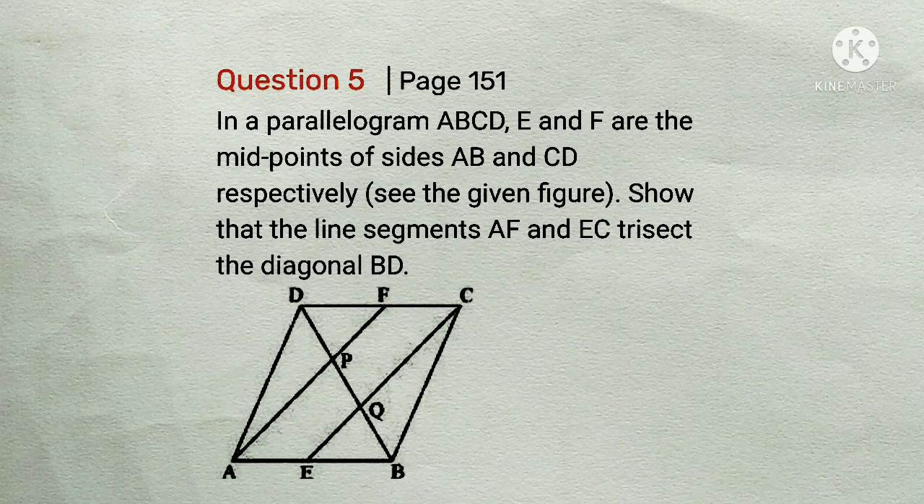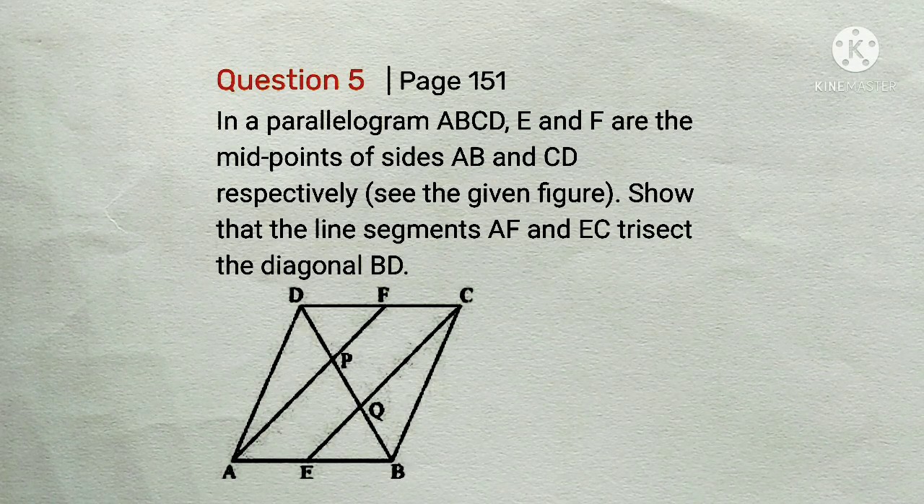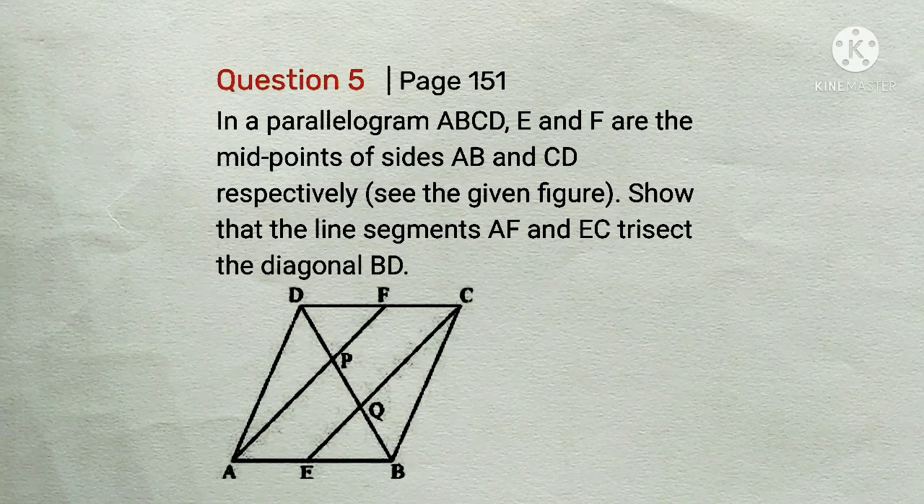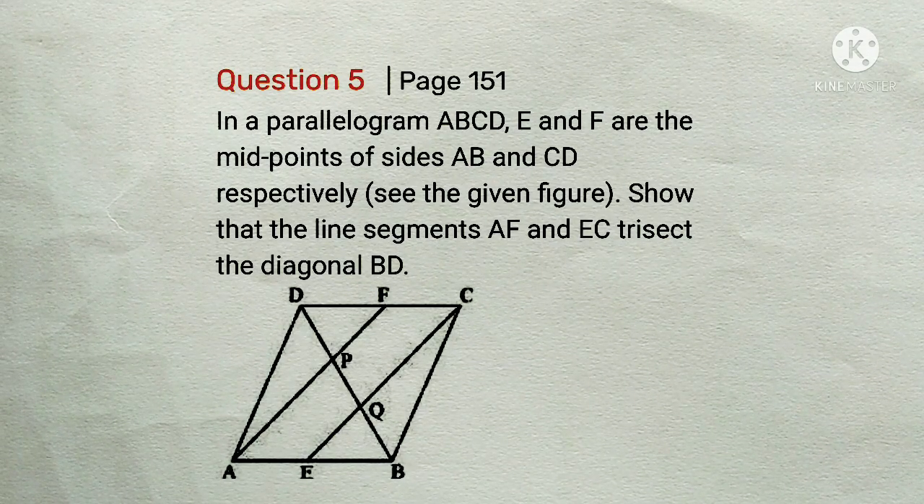That means AF and EC trisect the diagonal. Trisect means what? Equally separate into 3 parts. Bisect, equally separate into 2 parts. Here trisect, equally separate into 3 parts. Isn't it? This one is another very simple question. Now let's see how we can start this one.